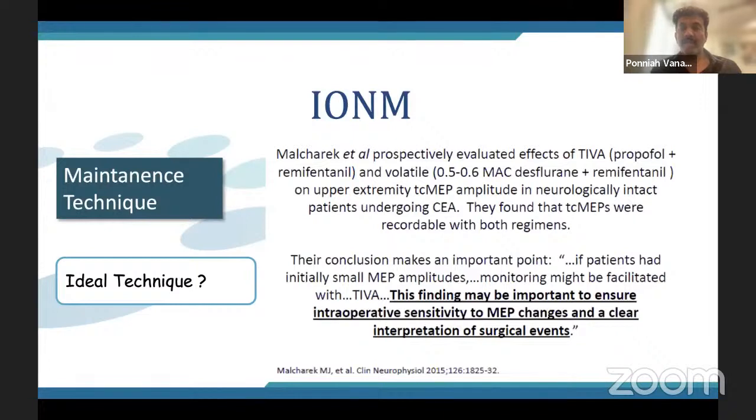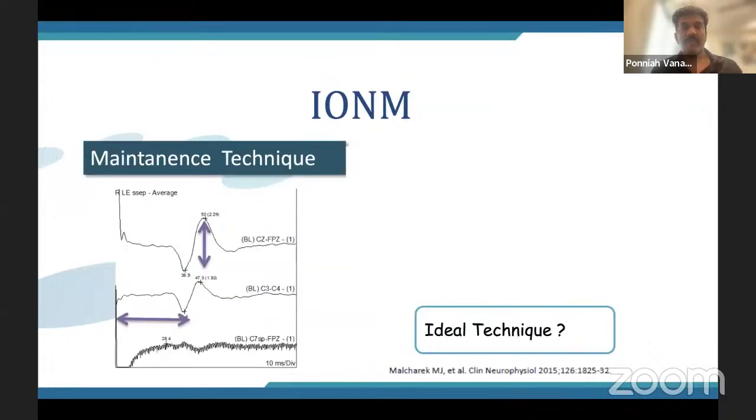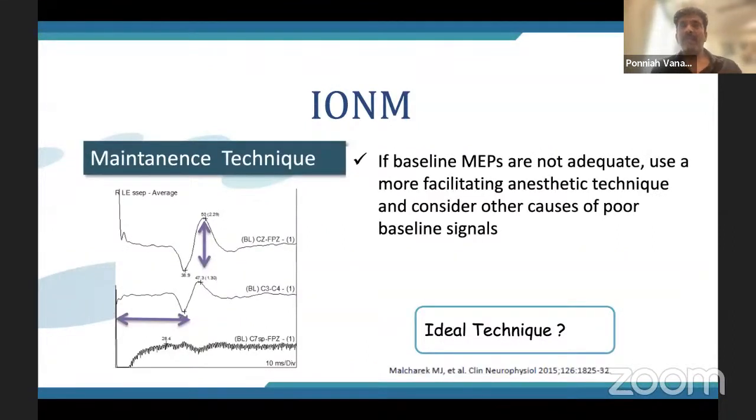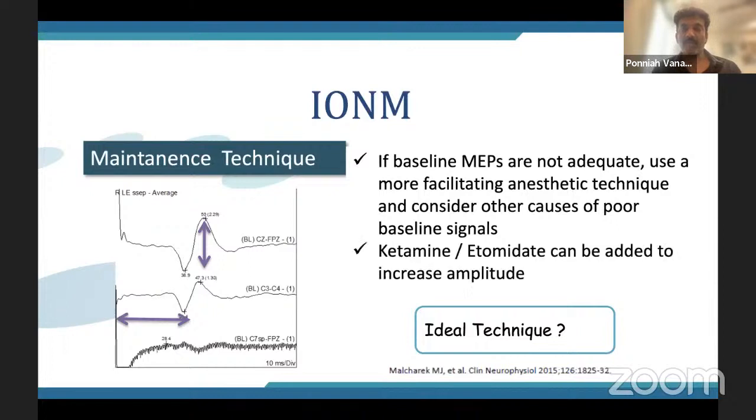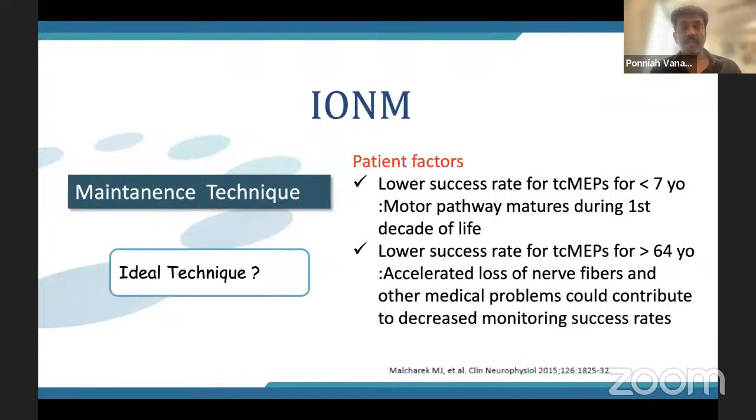We need to be very clear that if the preoperative or baseline amplitude is low, then it's better to go for a TIVA. Otherwise, we can use an inhalation technique as well, avoiding a relaxant. It's not that in all cases TIVA is the ideal technique, although in most centers now we use only TIVA. Other techniques can also be used. When you don't get a signal, when there's a generalized drop, then adding agents which will increase amplitude, like ketamine or etomidate, can be helpful, and some centers regularly practice that.